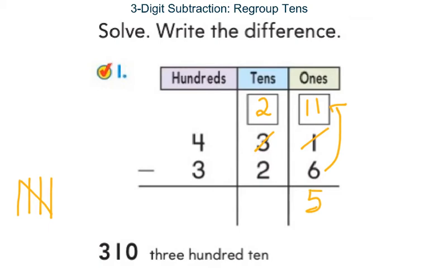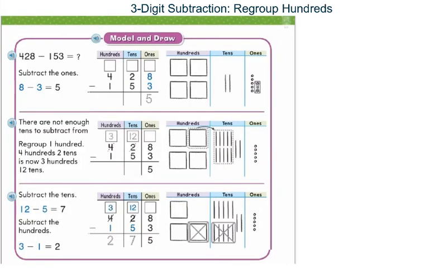Now we subtract in the tens. How much is 2 minus 2? 0. Now we subtract in the hundreds. How much is 4 minus 3? 1. There you have it. Now let's do an example where we have to regroup in the hundreds. Here we have 428 minus 153.